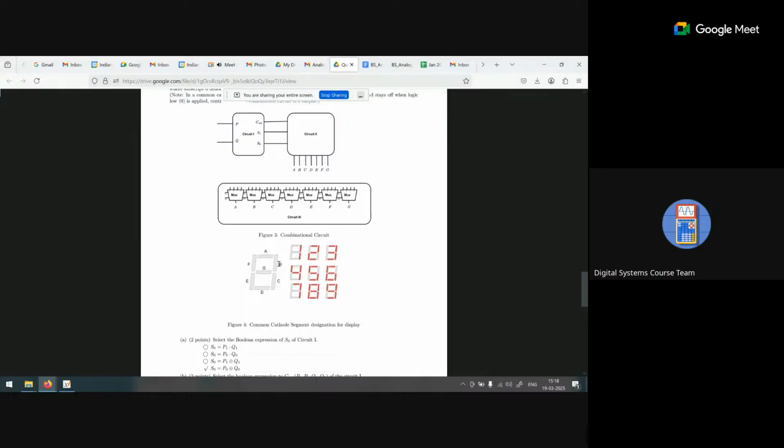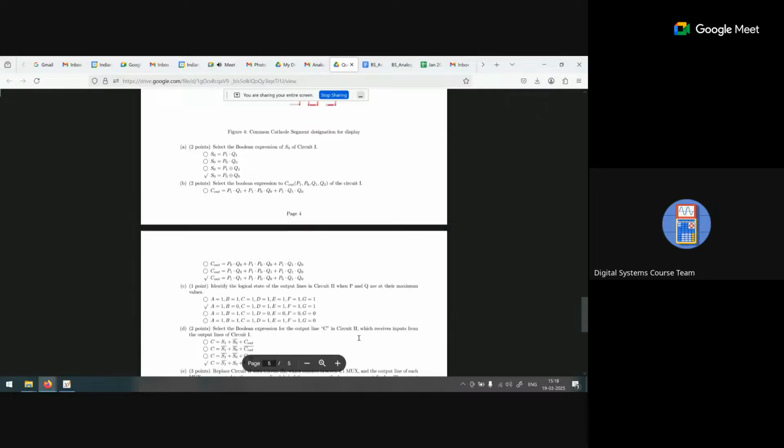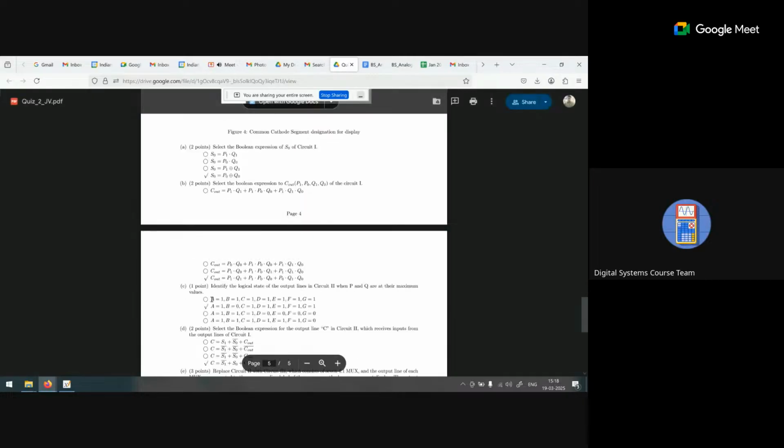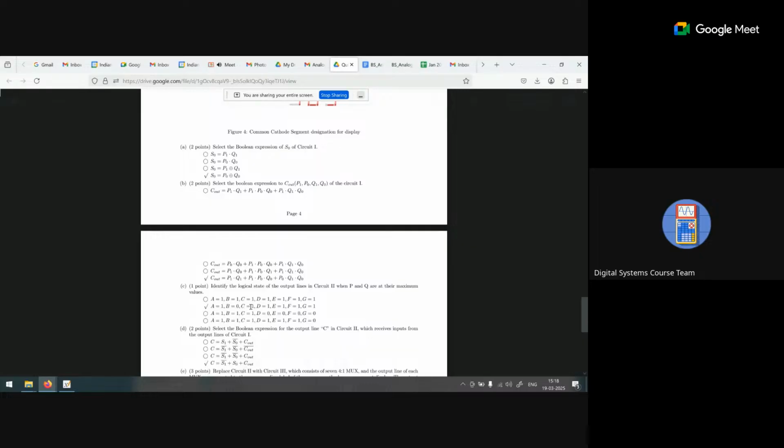So can you relate which particular LED is off? B is 0 and all are 1. So if you see, A is 1, B is 0, C 1, D 1, E 1, F 1 and G 1. All are 1, only B is 0. Okay, sir.